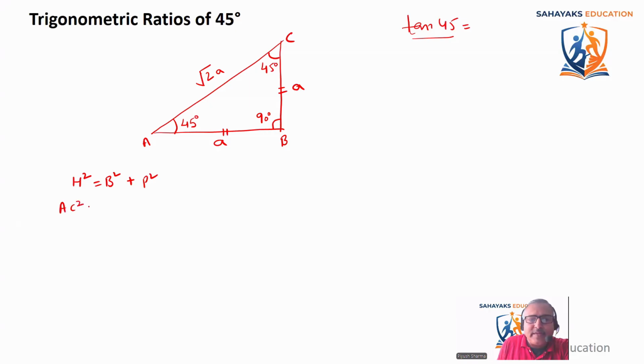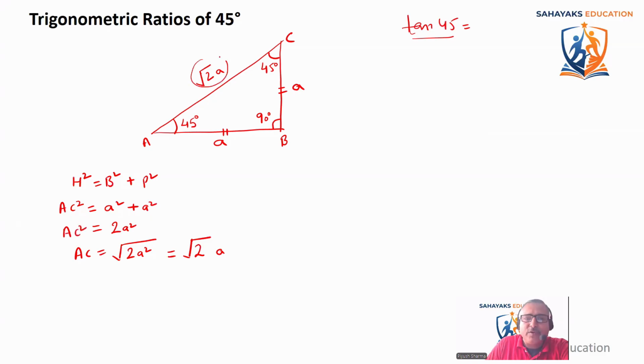AC square is equal to base square, which is A square, plus perpendicular square, which is A square. So A square plus A square is 2A square. That comes out to be AC square. So the value of AC comes out to be square root of 2A square. And because of A square, A will come out of it, so it becomes square root of 2 A. So that's where this value came from.